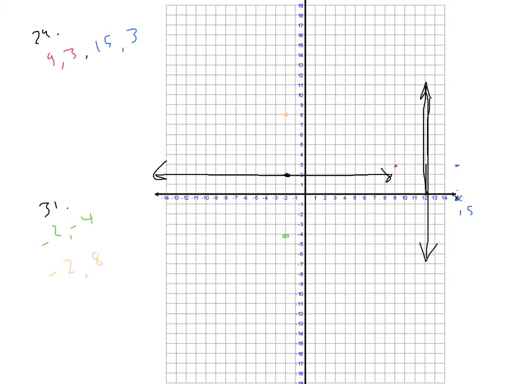And the equation, we lost our equation over here. We remember that this vertical line was x equals 12, because at any point over here, x is always going to be 12. You could have 12, 6, 12, 7, 12, 8. So the equation for the vertical line was x equals 12, and the equation for the horizontal line is going to be y equals 2, because all along this horizontal line, the y value is 2. We get -3, 2, -7, 2. So for question 31, the locus of points equidistant from -2, -4 and -2, 8 is a line that looks like this, and the equation is y equals 2.